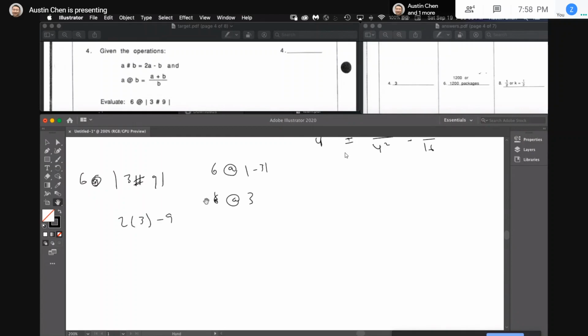Now, 6 at 3, we're given a at b is a plus b over b. So 6 at 3 is 6 plus 3 over 3. So that's just 9 over 3. That's just 3.